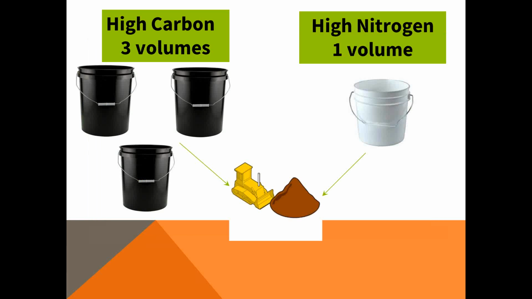So here's your example. If you're going to accept 1 bucket of nitrogen, so 1 bucket of food scraps, you're going to need 3 volumes of carbon for that. Now, tumblers take a little less. If you've got a tumbler, putting sawdust in it will really do pretty well. And then you can add some leaves to it.